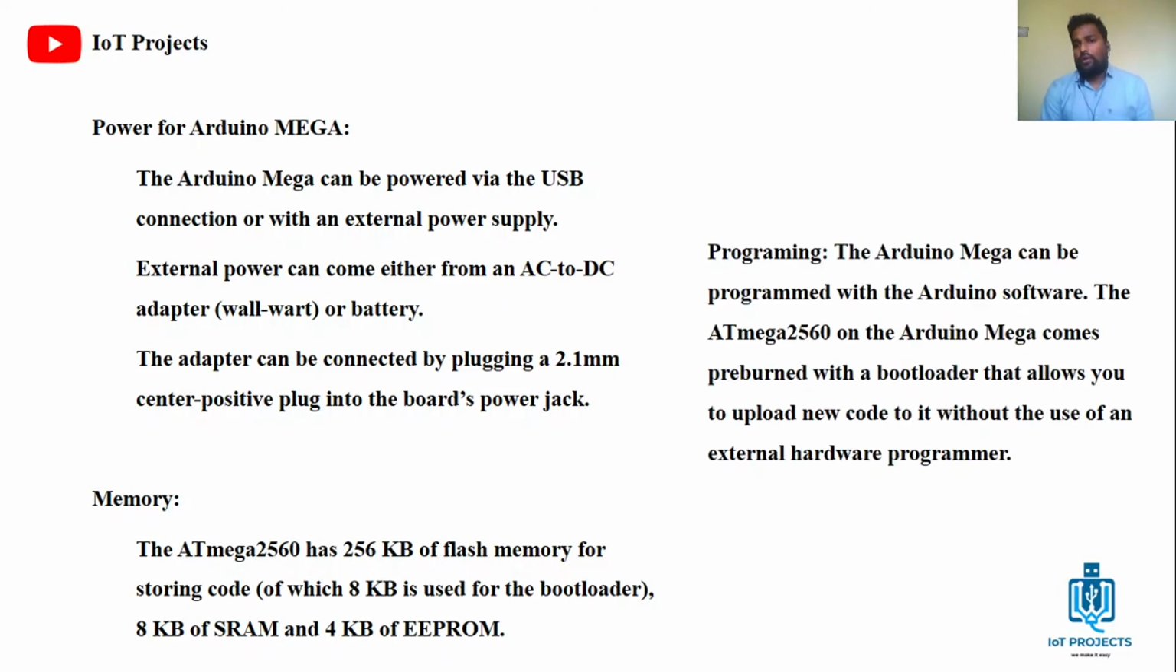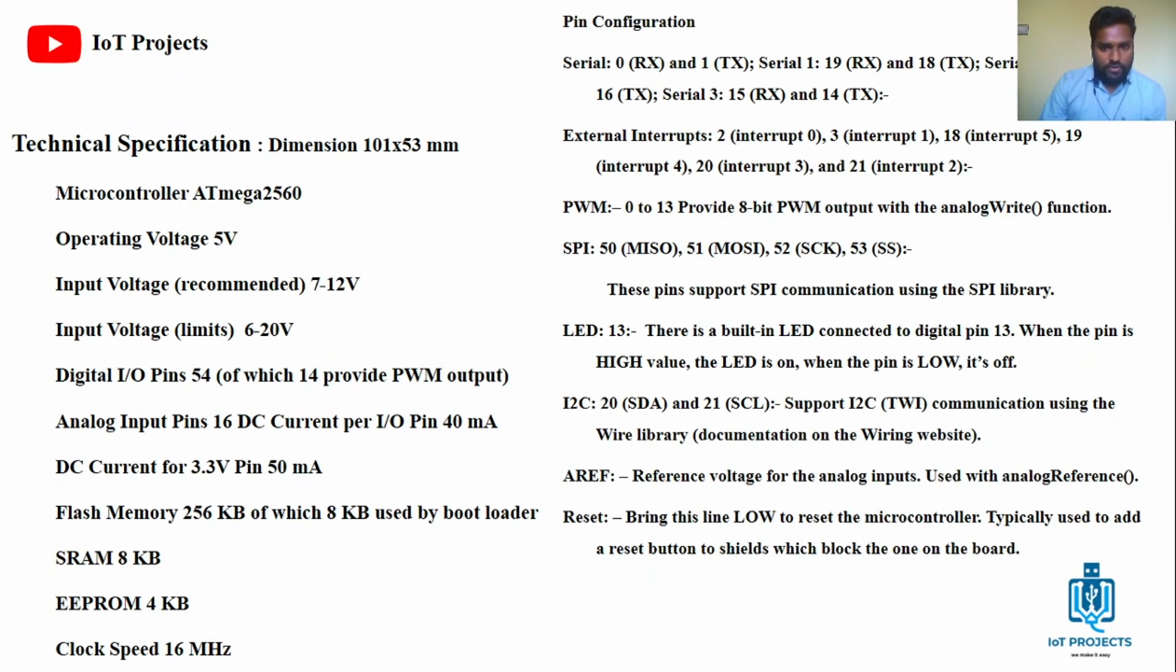The programming of Arduino Mega is based on the Arduino software. The Atmega 2560 on the Arduino Mega comes pre-burned with a bootloader that allows you to upload new code without the use of any external hardware programmer. It is also similar to the Arduino Uno, very similar to that. For the technical specification, the operating voltage is similar to our Arduino Uno and Arduino Nano. We have 5 volts of operating voltage. The input voltage varies from 7 to 12 volts.